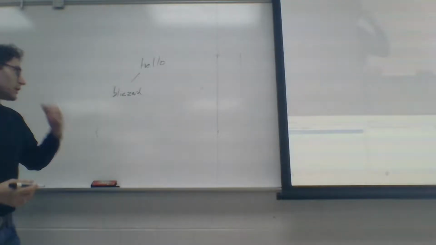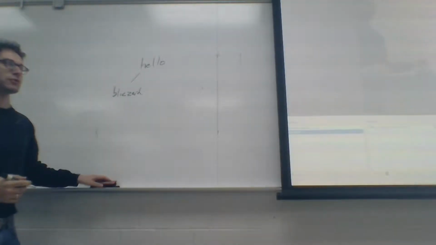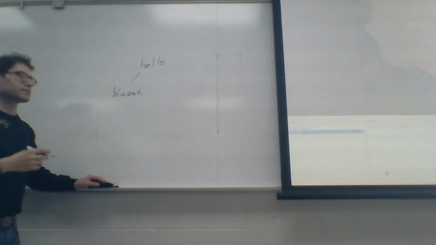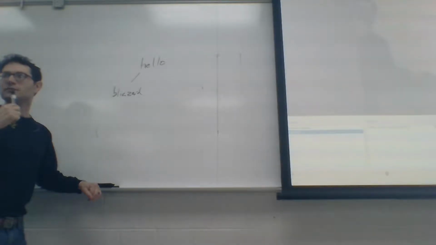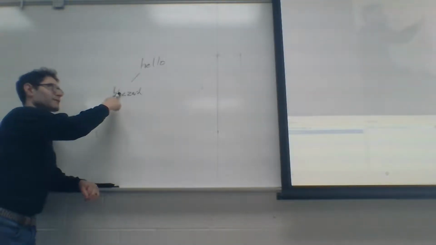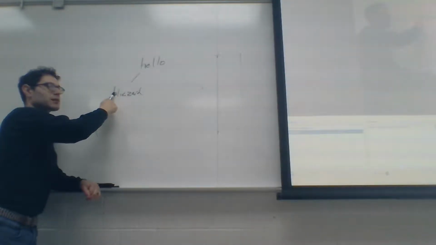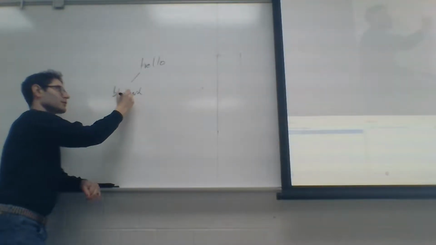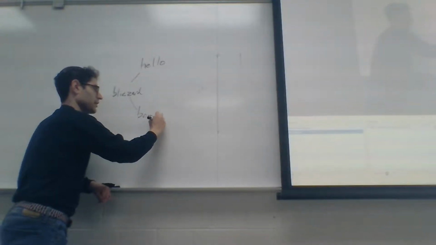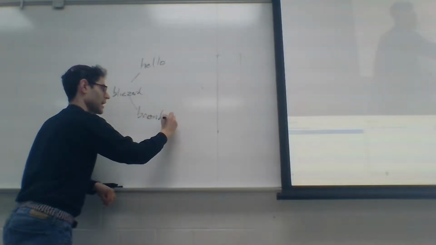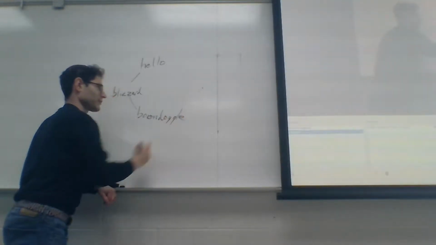So if I were to do, let's say, boondoggle, where would that go? That would go to the left, because it comes before hello, but boon comes after blizzard, so it goes to the right over here. I assume this is how you spell boondoggle. I have no idea. I've never actually spelled it or seen it spelled.